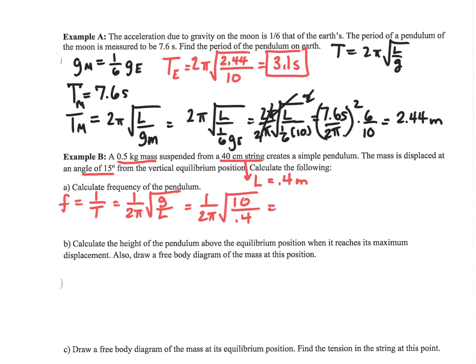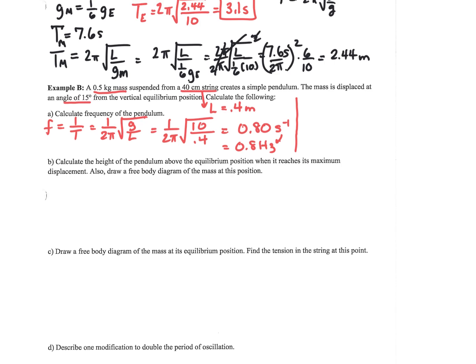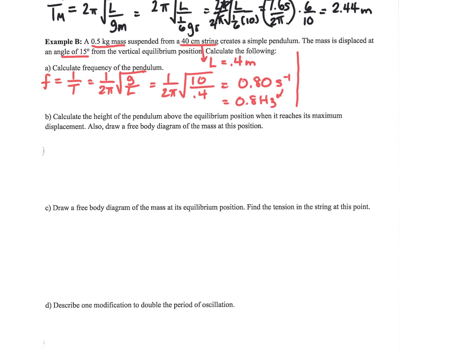So what do we find out? Frequency is 0.80. Well, if period is seconds, then this is the reciprocal of that, this would be 1 over seconds, or seconds to the negative 1, which would be the same as saying 0.8 hertz. Seconds to the negative 1 are hertz. All right, so now let's see if we can find the next piece of the pie here. This is calculate the height of the pendulum above the equilibrium position.